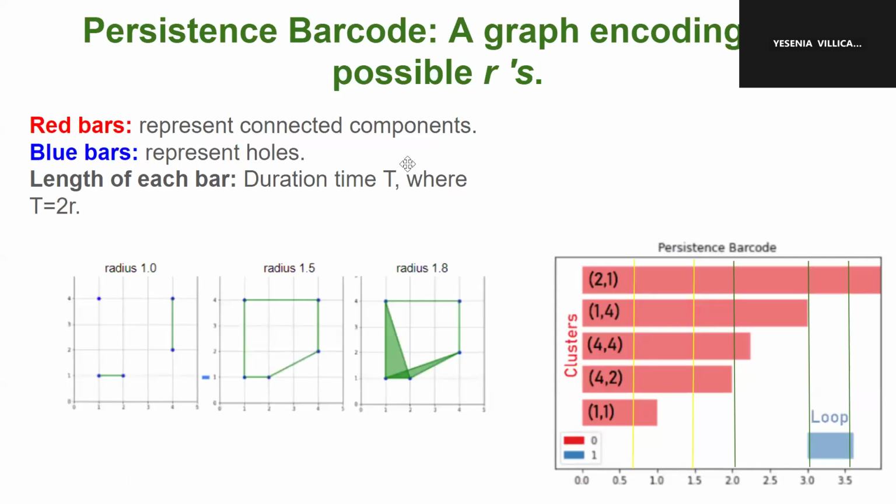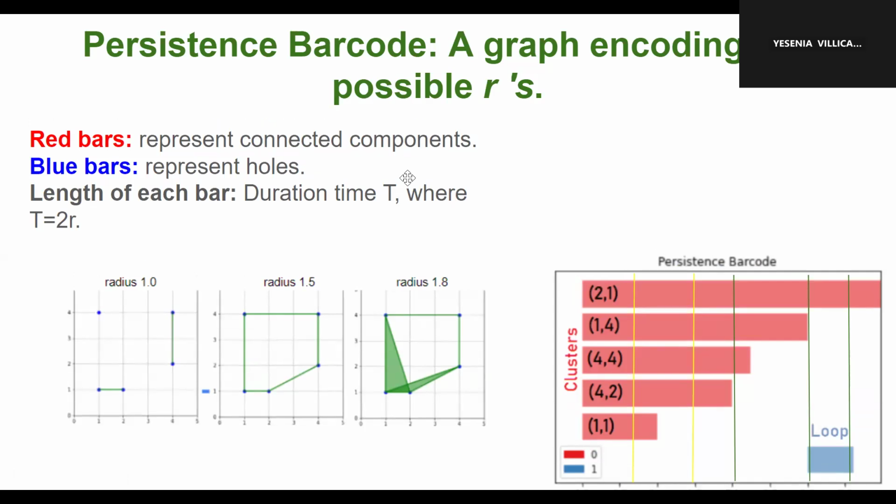Okay, the persistence barcode is a graph that encodes all possible scales. The red bars represent connected components, the blue bars represent holes, and the length of each bar is the duration, where t is equal to 2r. By drawing a vertical line at any given time, the number of red bars it intersects corresponds to the number of connected components, and the number of blue bars it intersects corresponds to the number of holes at that moment.